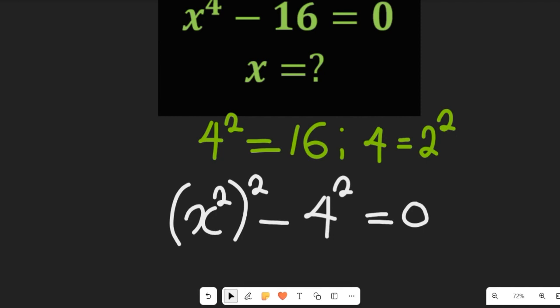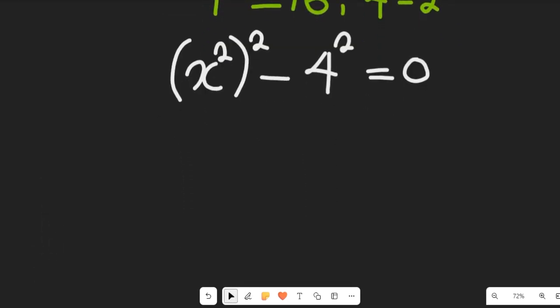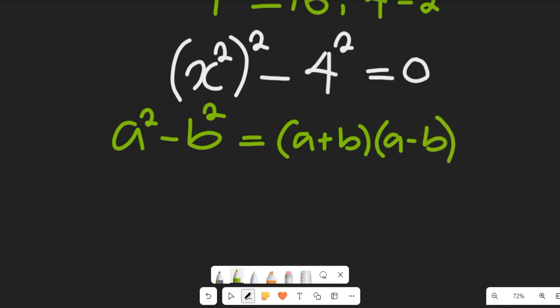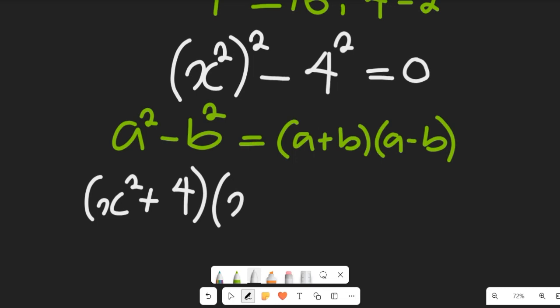Now, do you notice that this is more of a difference of two squares? And that is what we have made it become. Now remember, if you have a to the power of 2 minus b to the power of 2, this can be equal to a plus b multiplied by a minus b. So with this in mind, we can make that expression become x squared plus 4, multiplied by x squared minus 4, and this expression will be equal to 0.